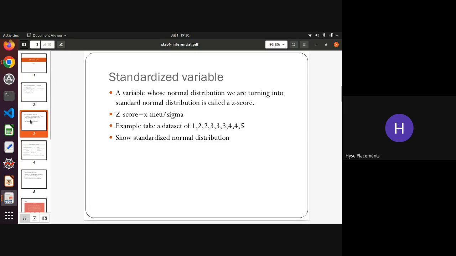See, a standardized variable, a variable whose normal distribution we are turning into a standard normal distribution, is called a z-score. The formula is x minus mu by sigma. The z-score is x minus mu by sigma. That's the formula. For an example, take a data set, like yesterday we also took a data set.